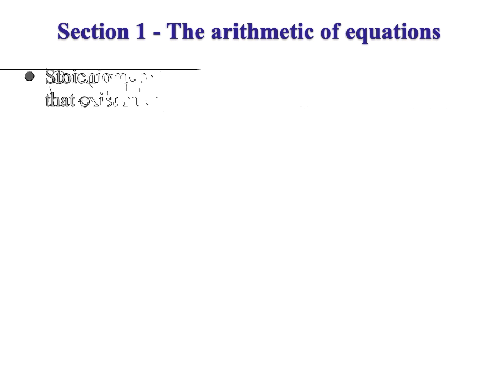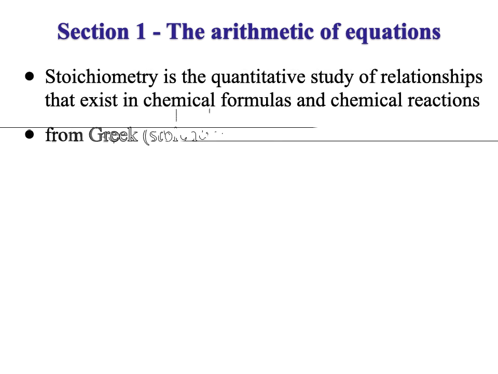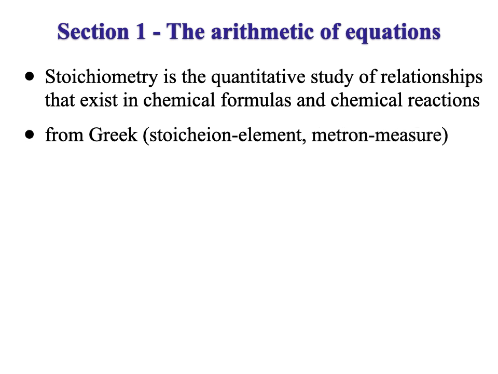Okay, stoichiometry is the quantitative study of the relationships that exist in formulas and reactions. The word stoichiometry comes from the Greek stoichion, which means element, and metron, which means measure. So we're measuring elements.